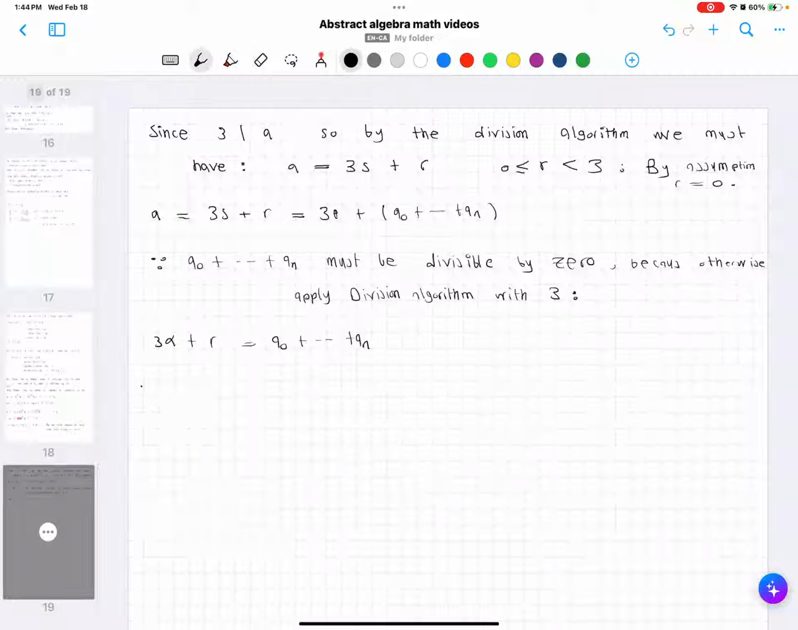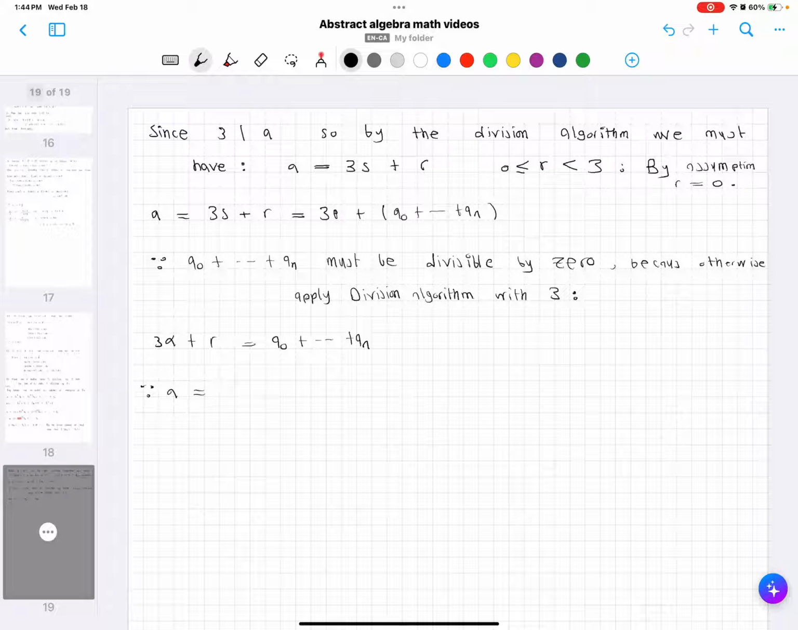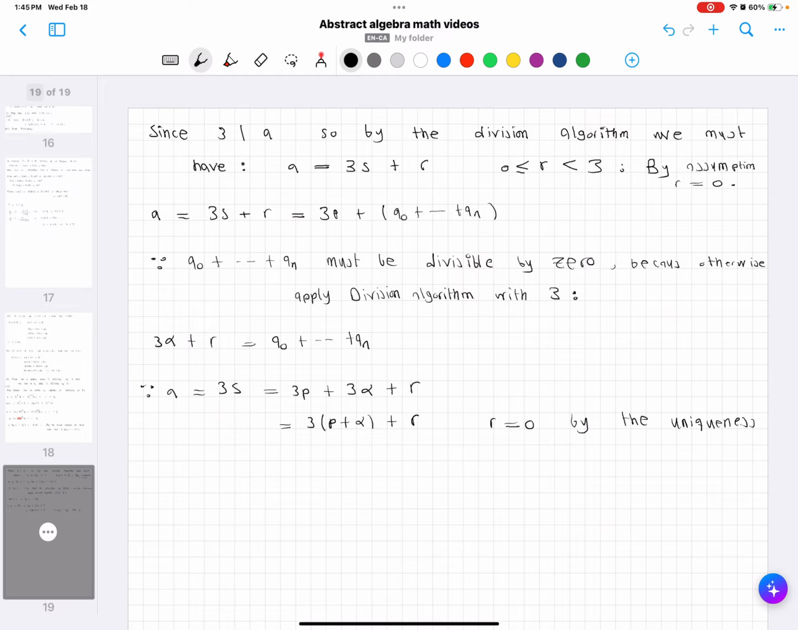So therefore a is 3 times s, which is 3p plus 3 alpha plus r, which is just 3 times p plus alpha, plus r. So r is equal to 0 by the uniqueness of the division algorithm.